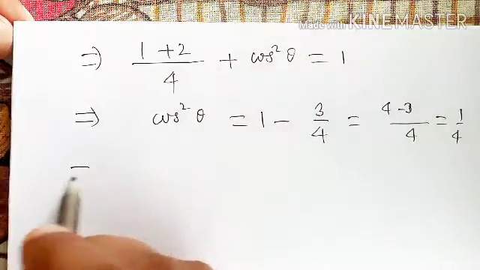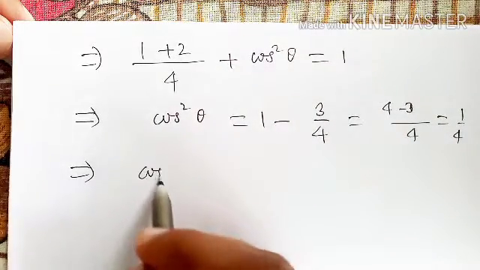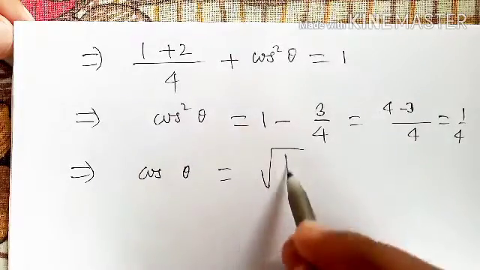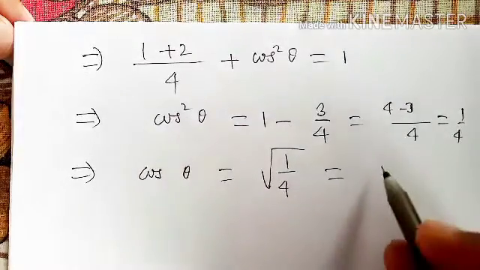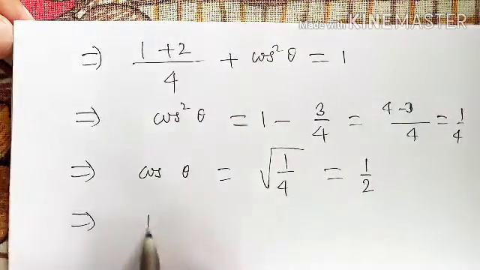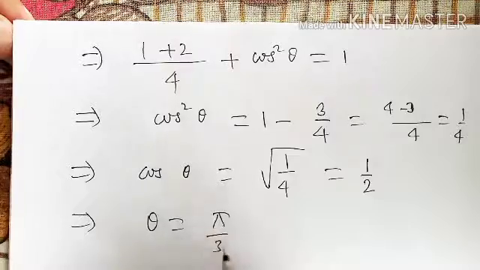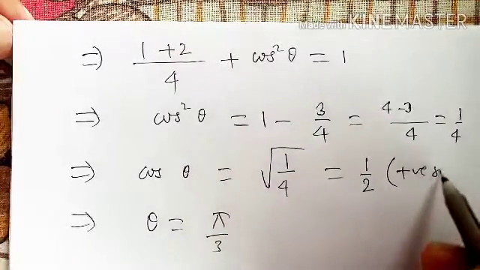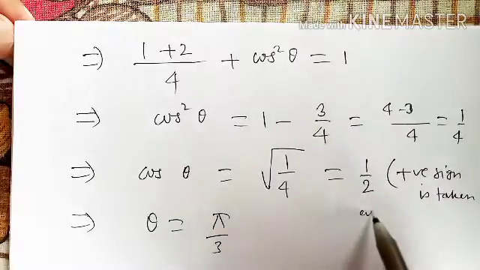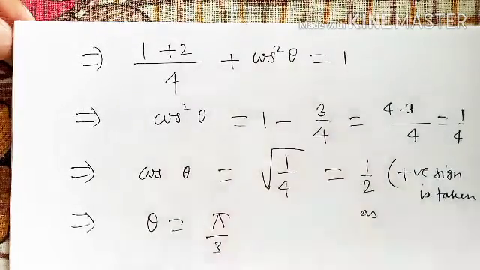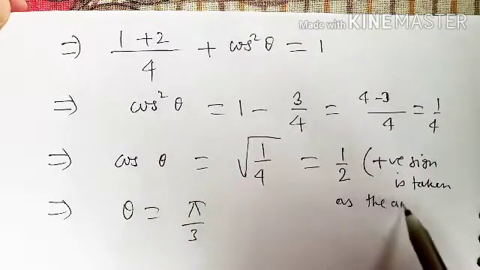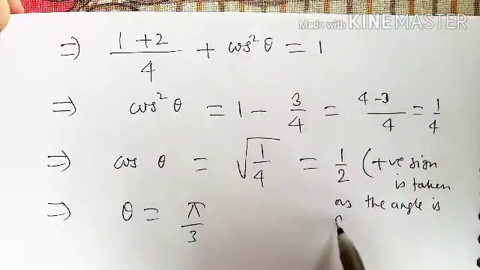From here we have cos theta is equal to plus or minus 1 by 2. So we take the positive sign, 1 by 2. This implies that theta is equal to pi by 3. The positive sign is taken as the angle is acute.